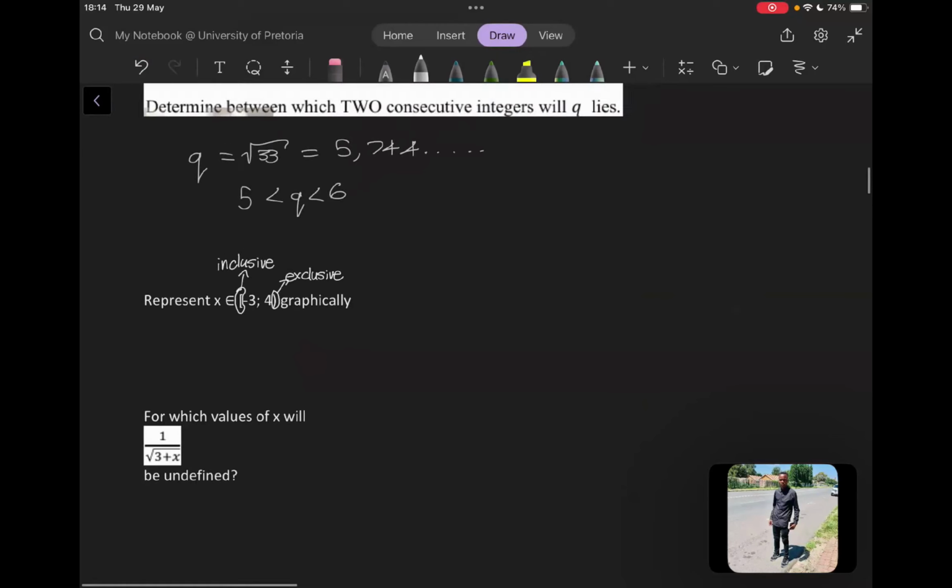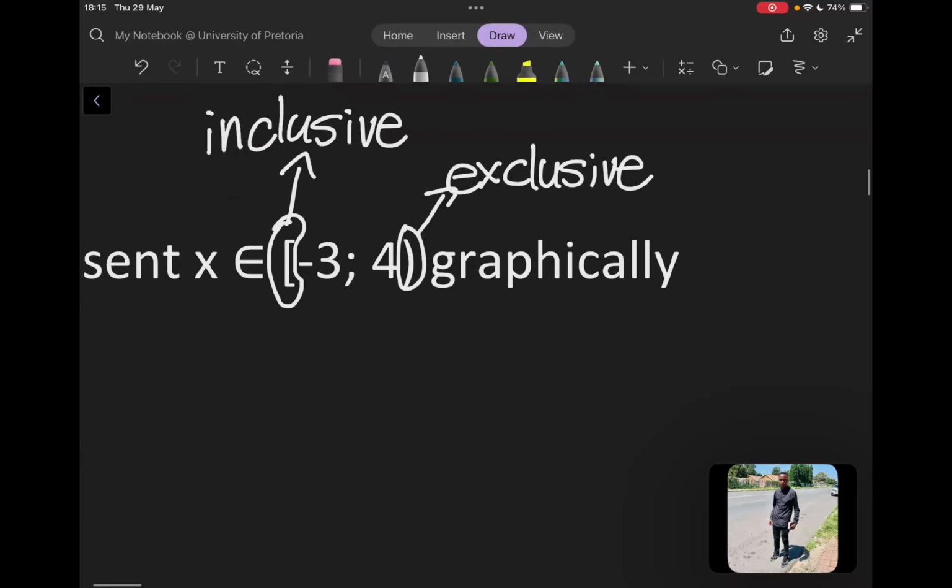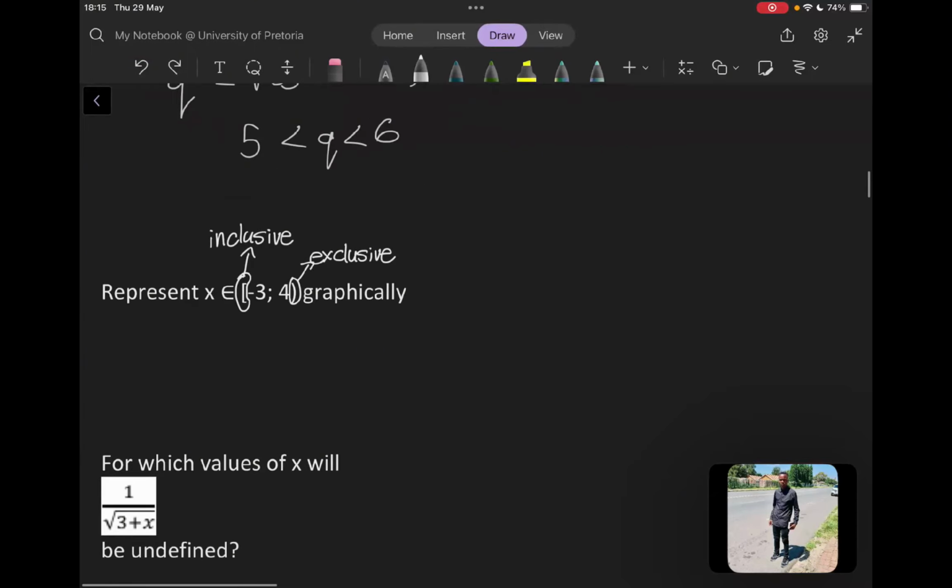And now what this means for this question in particular is that x can be any number between -3 and 4, including -3, but excluding 4. What this means is that x can be -3, but it can't be 4. x can be 3.99999, but it can never be 4, as given by these brackets over here that note whether or not it's inclusive or exclusive. Cool.